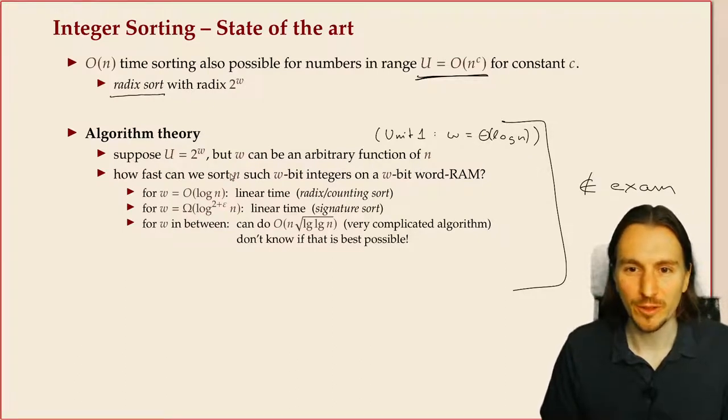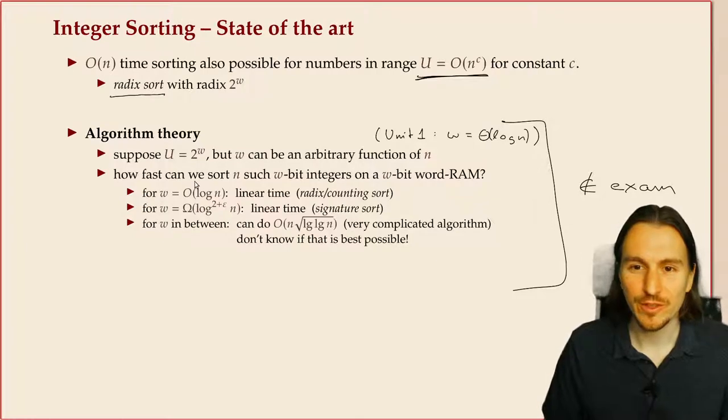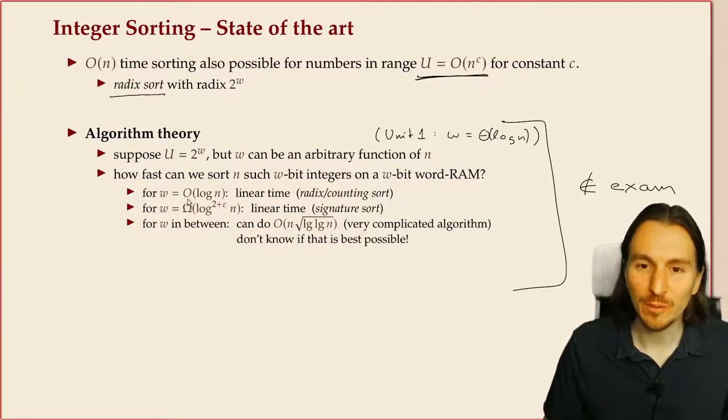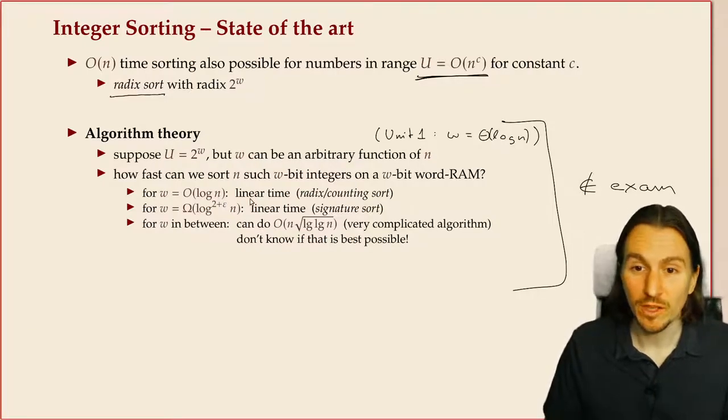And in theory, people have looked at this. And it turns out there are different ranges. If w is indeed not too big, like our assumption, then we can sort in linear time. We can sort n integers in linear time in this model using what I've just shown.